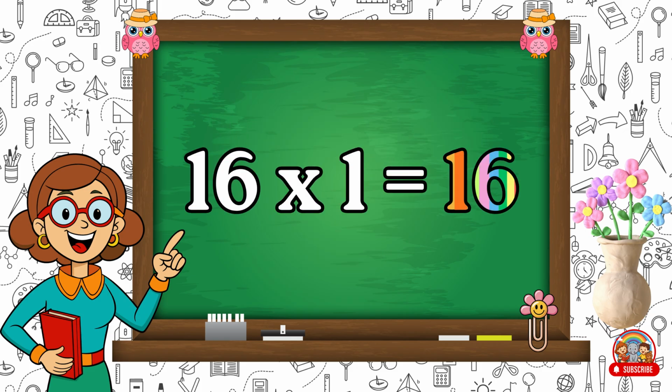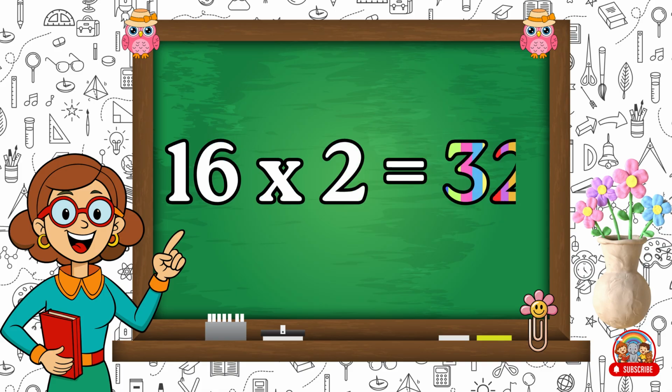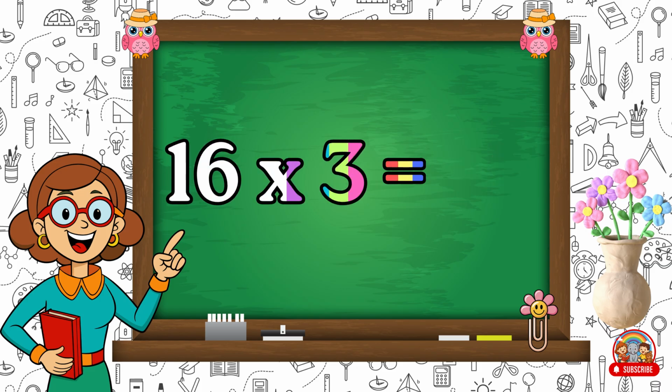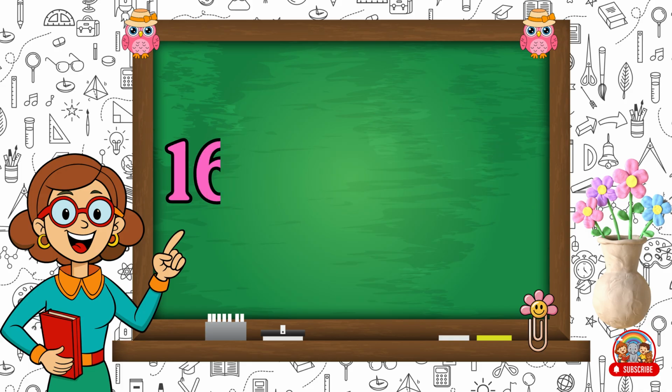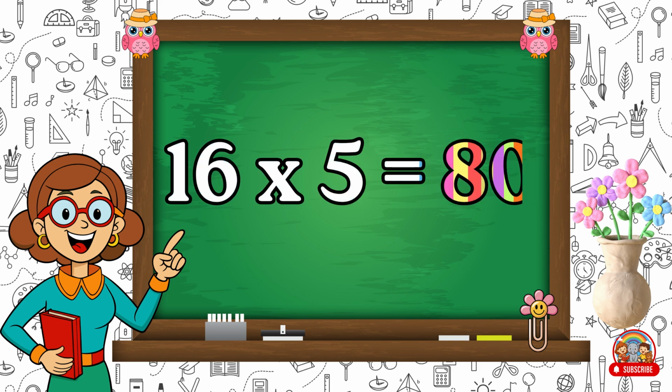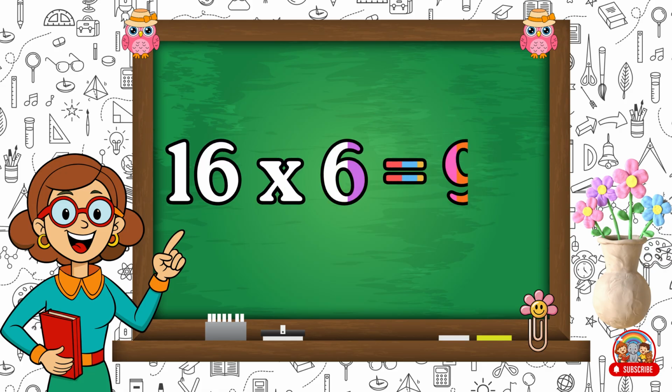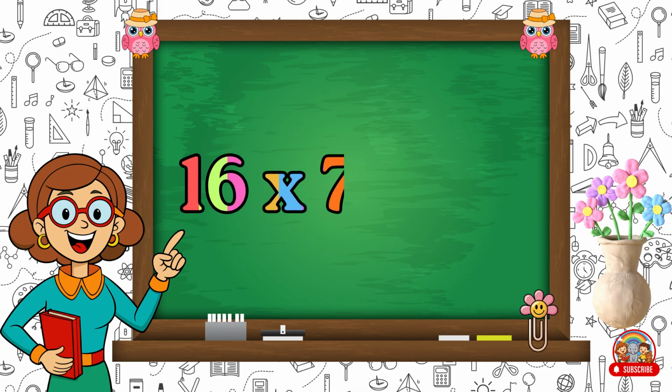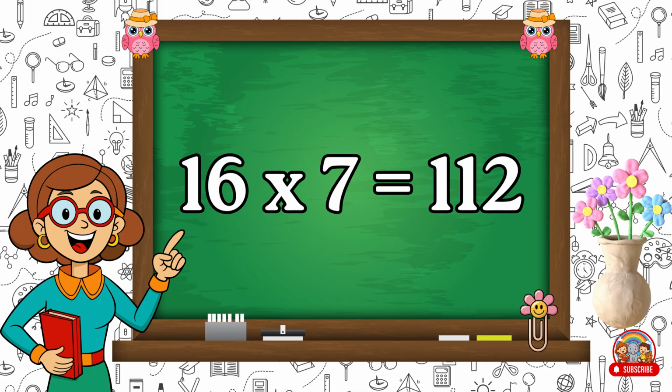16 ones are 16. 16 twos are 32. 16 threes are 48. 16 fours are 64. 16 fives are 80. 16 sixes are 96. 16 sevens are 112.